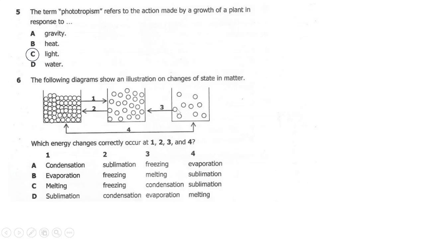Then we have a change from gas to liquid, which is 3. Then we have a change from liquid to solid, which is 2, and then the change from solid to liquid, which is 1. So the change at 1 from solid to liquid, this is melting. So number 1 is melting, because when they say which energy changes correctly occur at 1, 2, 3, and 4. This is melting. Okay, so nothing is corresponding to melting apart from C, so the answer should be C.